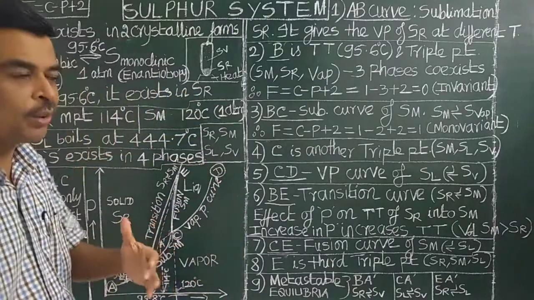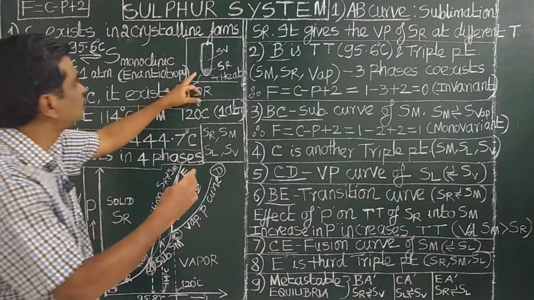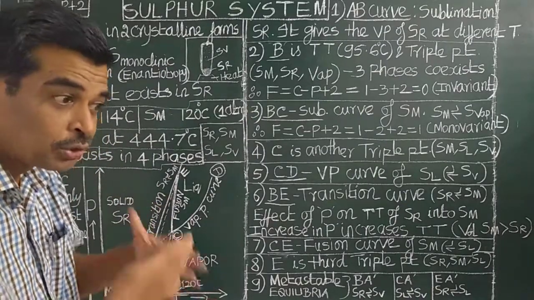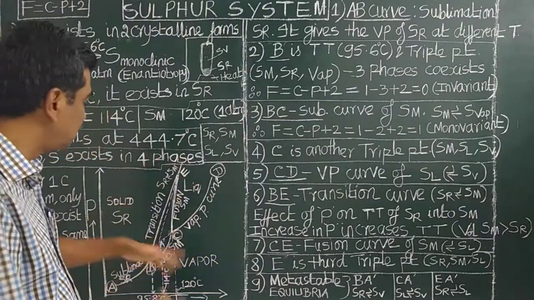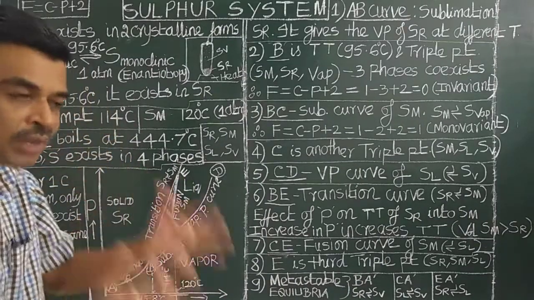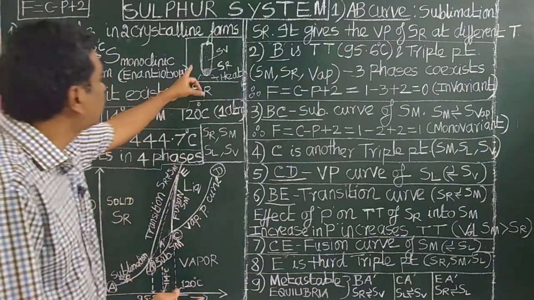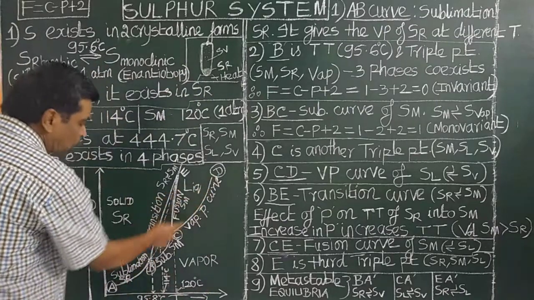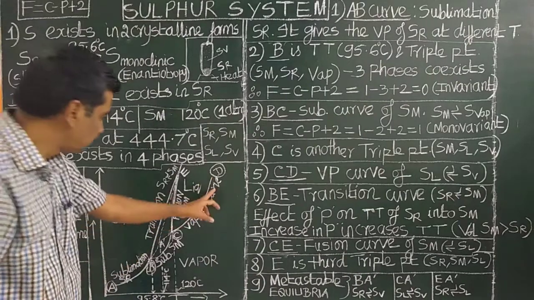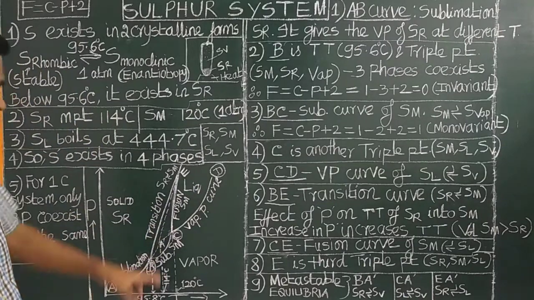If it is carried out slowly, you need to heat slowly, then it will follow this curve. If you don't heat slowly, and all of a sudden you are heating sulfur rhombic, then along this curve all the sulfur rhombic is converted into sulfur monoclinic, whereas here, this is sudden heating, and this curve is due to sudden cooling, sudden cooling of vapor to liquid. This is a supercooled liquid.